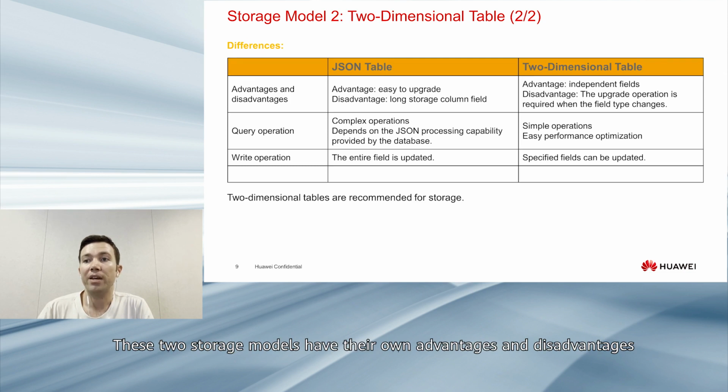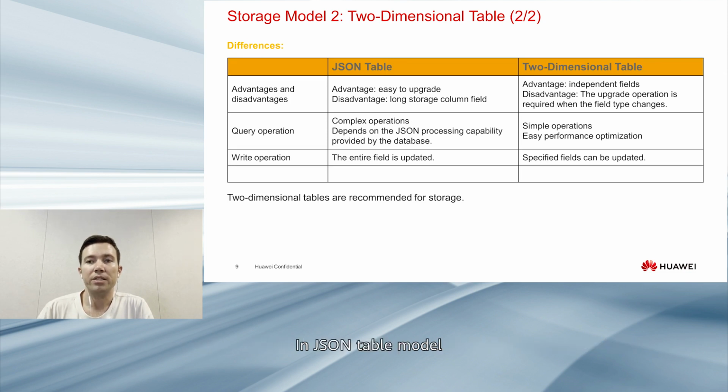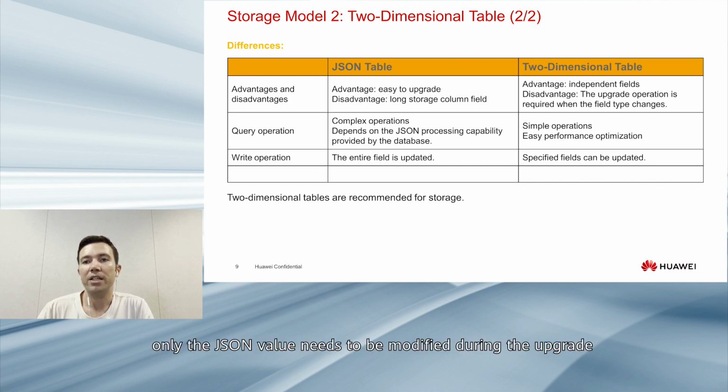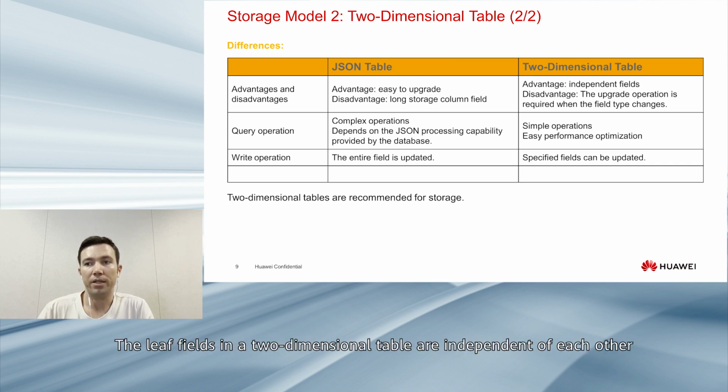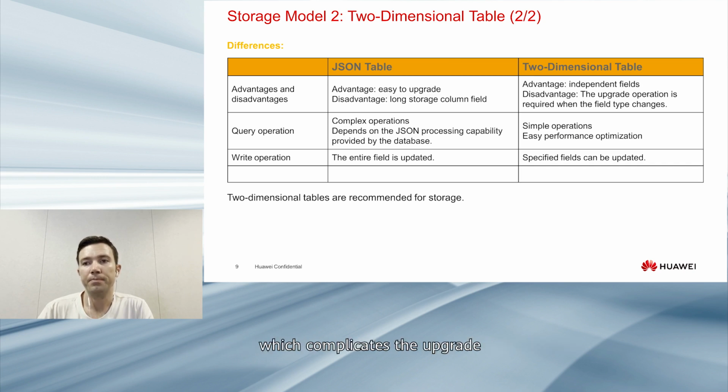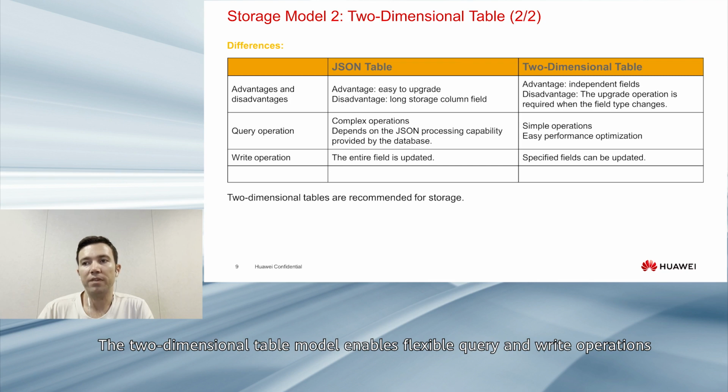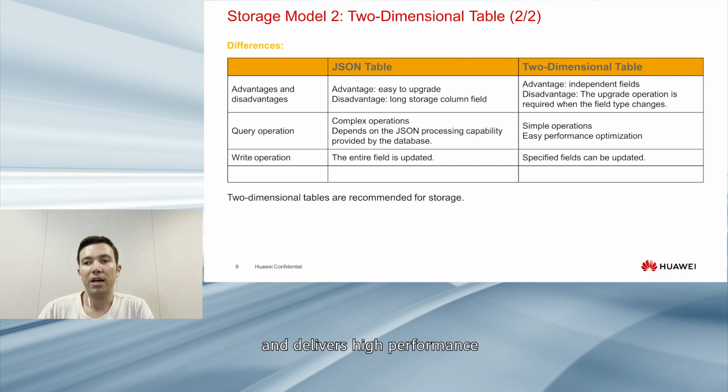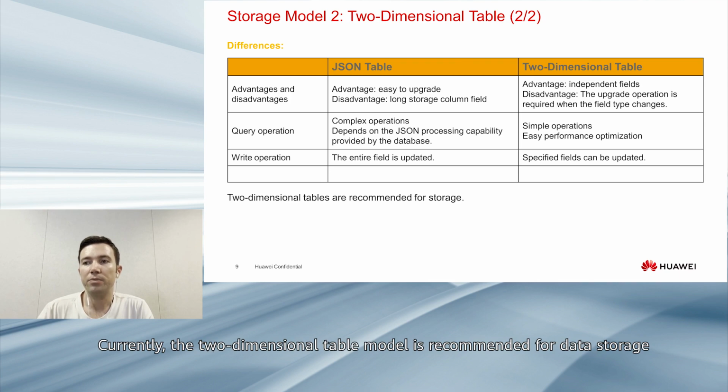These two storage models have their own advantages and disadvantages. In the JSON table model, the database structure does not need to be modified. Instead, only the JSON value needs to be modified during the upgrade, facilitating the Yang model upgrade. However, the disadvantage of this model is that table fields are too long. The leaf fields in a two-dimensional table are independent of each other. However, if a field type is changed in the upgrade scenario, the column type of the database may need to be changed, which complicates the upgrade. The two-dimensional table model enables flexible query and write operations and delivers high performance. Currently, the two-dimensional table model is recommended for data storage.